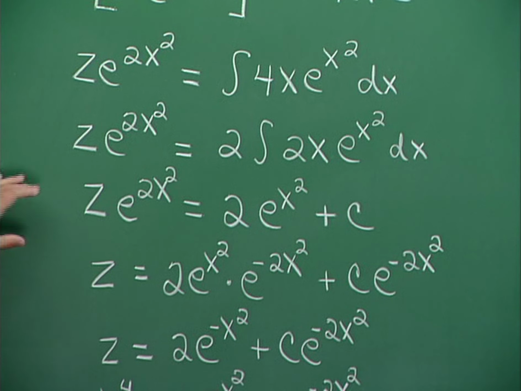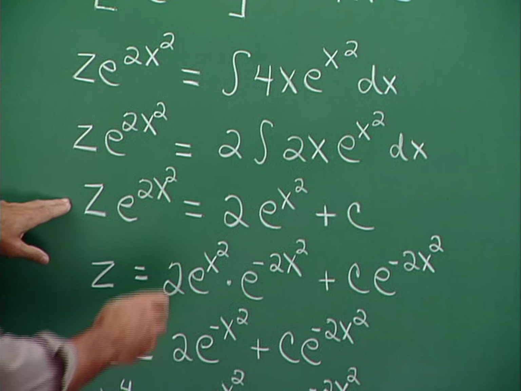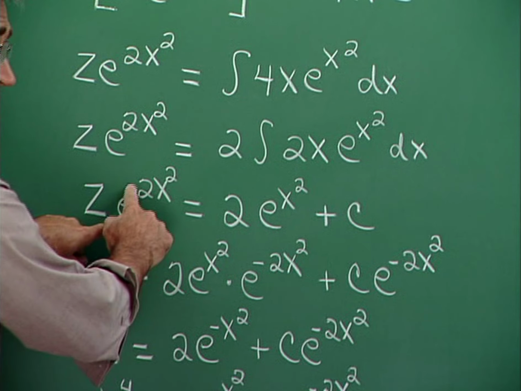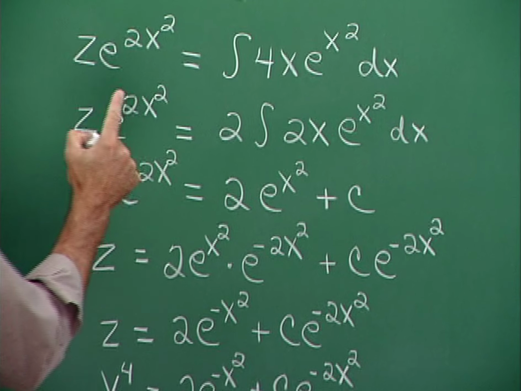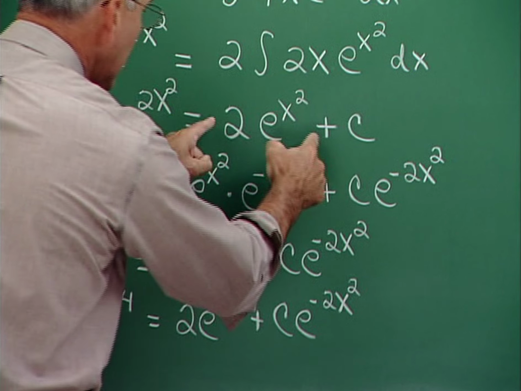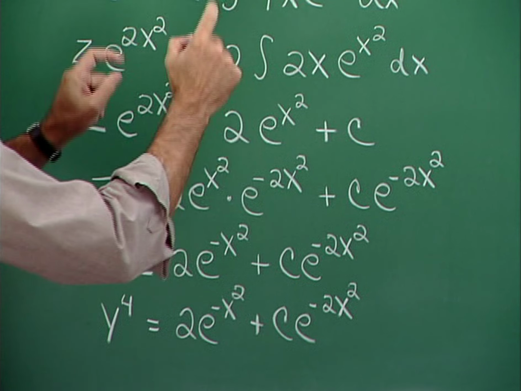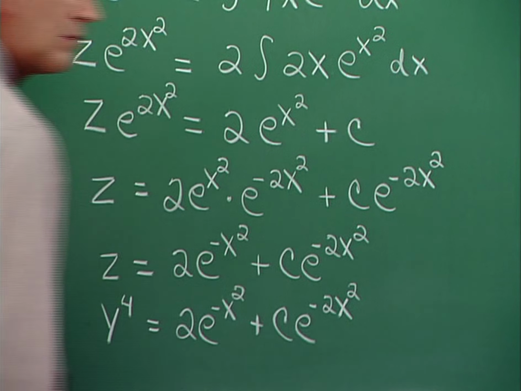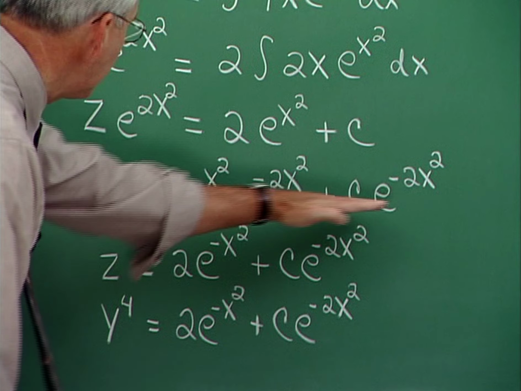Now we isolate the z by multiplying through by e to the negative 2x squared. So we multiply over here by e to the negative 2x squared and they go out. Multiply here by e to the negative 2x squared. Multiply here by e to the negative 2x squared, and we get all of this.